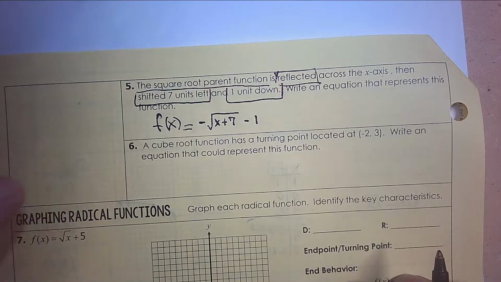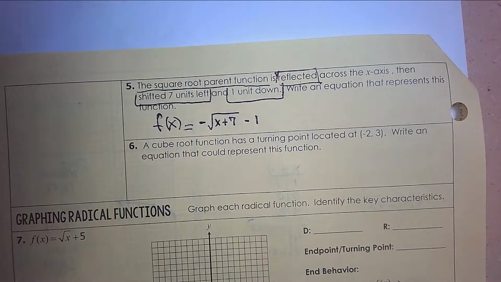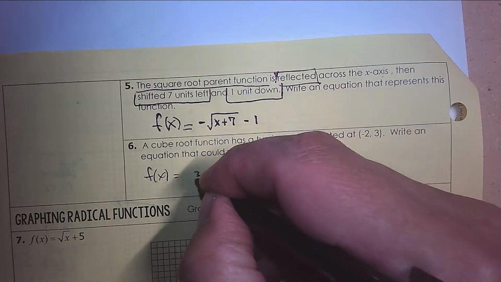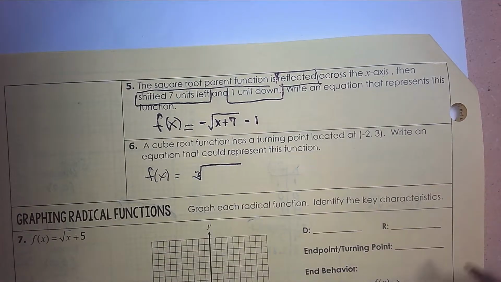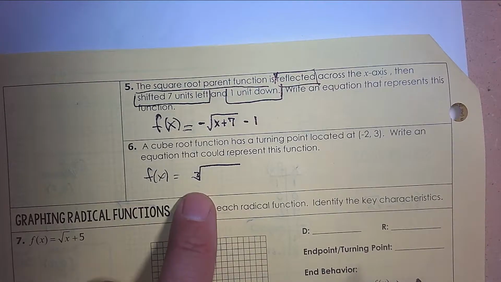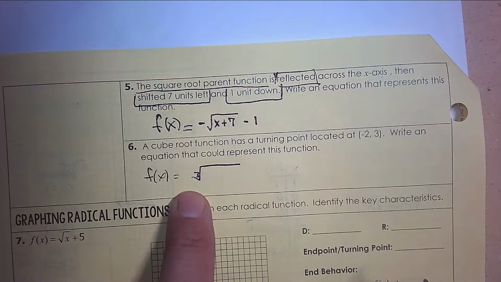Can you try number 6? Can you write a cube root function with those transformations? So I'm going to start with a cube root. So a cute little 3. When you do a cube root, can you make sure the 3 is small and inside the radical? And not a big 3 in front of it, but a little cute little 3 inside the radical?